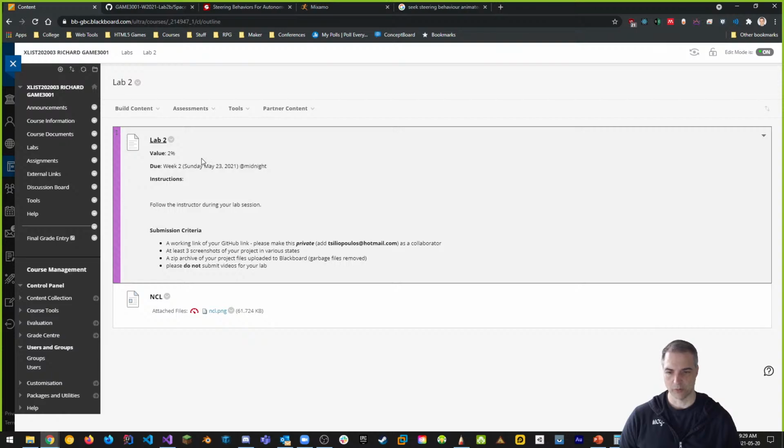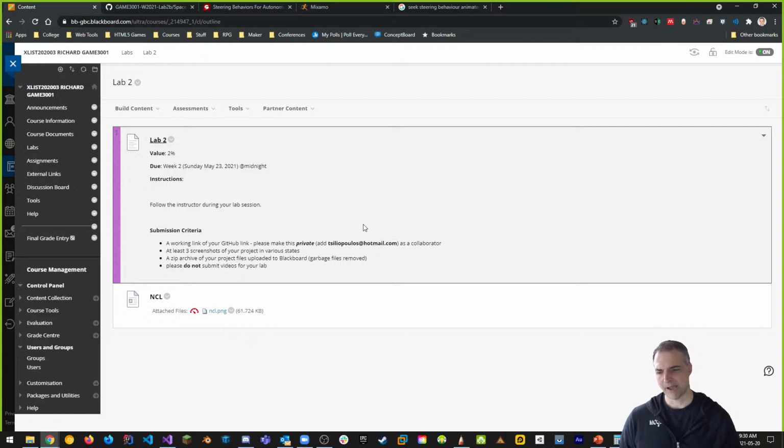Each lab is worth 2% of your final grade. And you have to complete 10 out of 12 labs in order to get your maximum grade for that. Some people last week, I have to mention this as well, when they handed in their lab number 1, didn't give me a valid GitHub repo. They made it private. Please, if you're going to make it private, which is what I've asked you to do, make sure that you include me in your project as a collaborator.